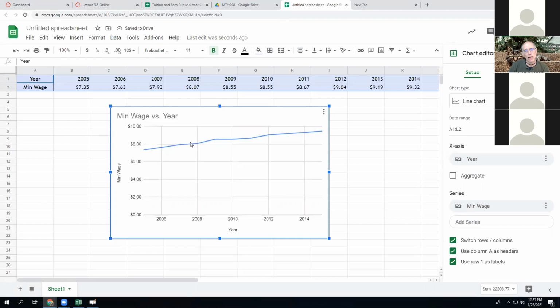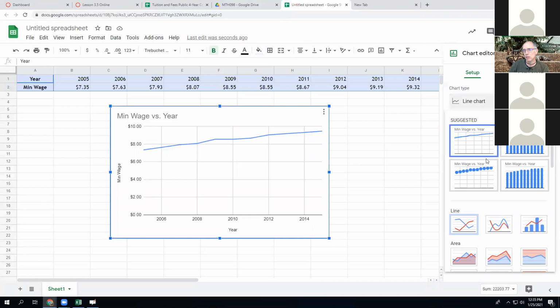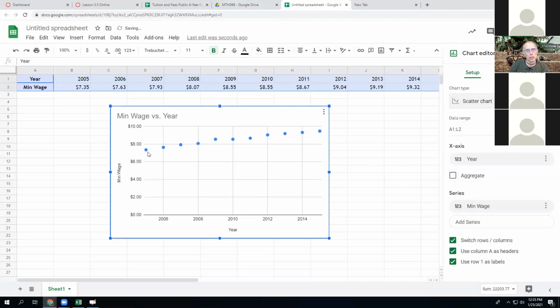It picked a line graph. If I don't like it, on the side, I can go to the chart editor and I can pick something else, like a scatter chart. And now it looks a lot like the one that Microsoft Excel gave me. Okay, I might as well name this.